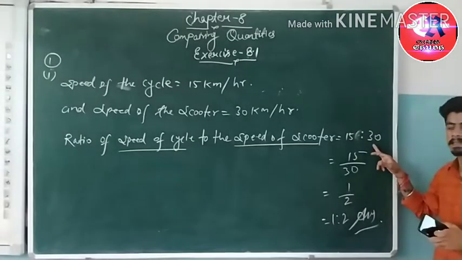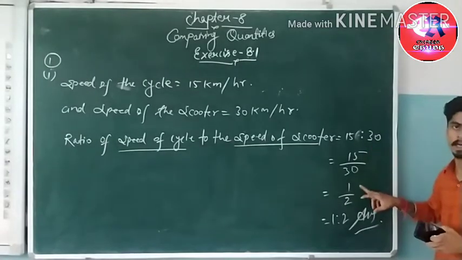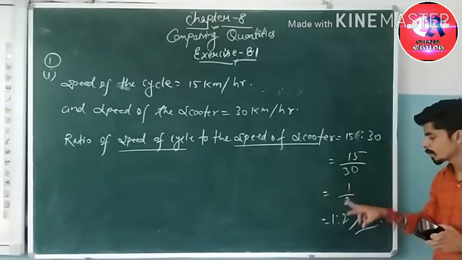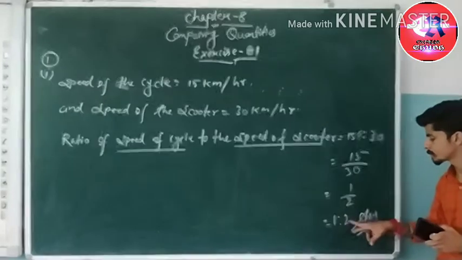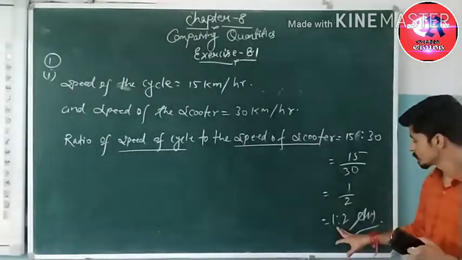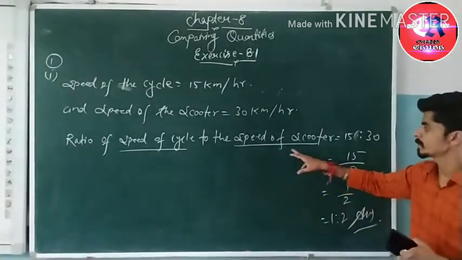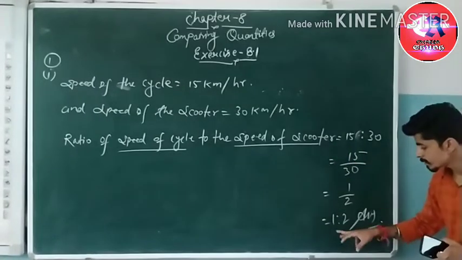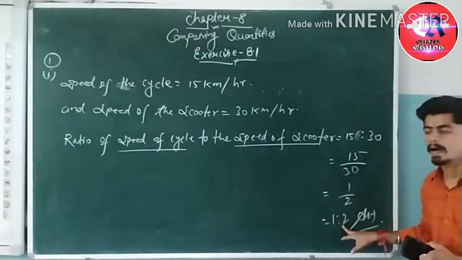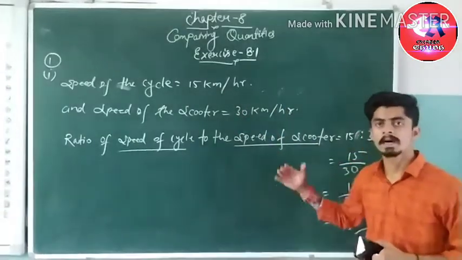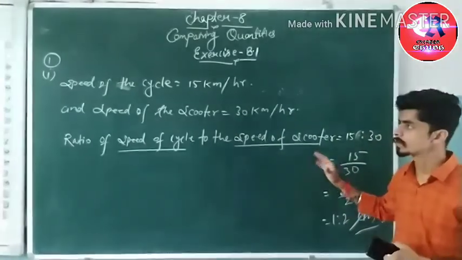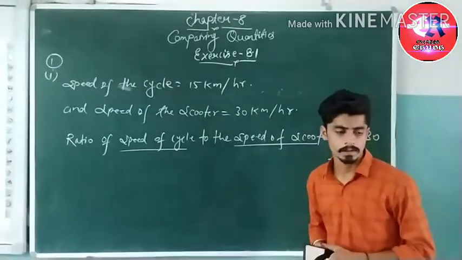If we can write the ratio in the fractional form, we can also write the fractional form as a ratio. So 1 becomes first and 2 becomes later, and we get 1:2. This is the ratio of the speed of the cycle to the speed of the scooter, and 1:2 means half. That means the speed of the cycle is just half of the speed of the scooter. So that's all for the first one.